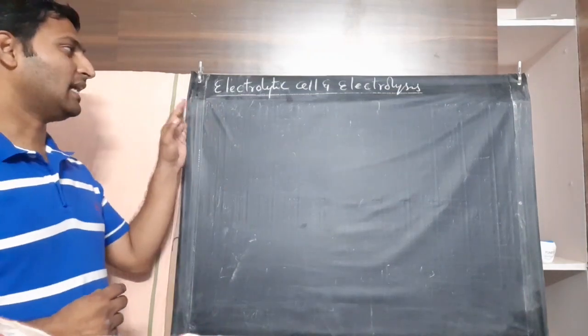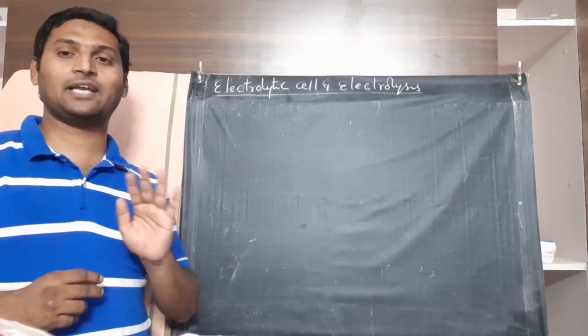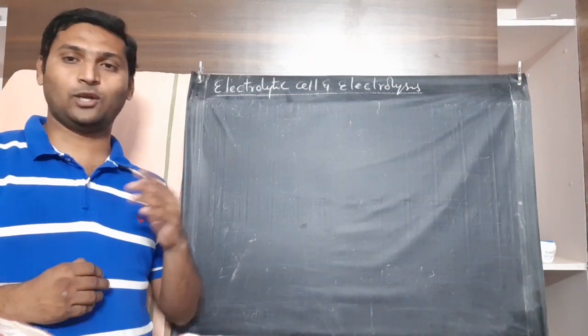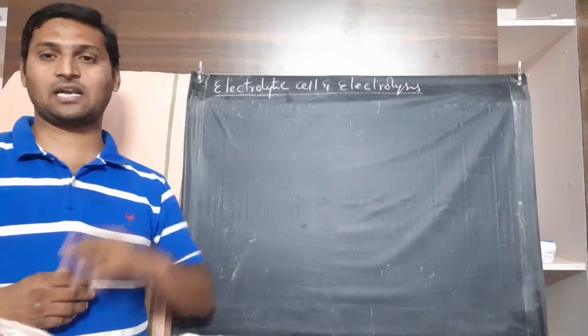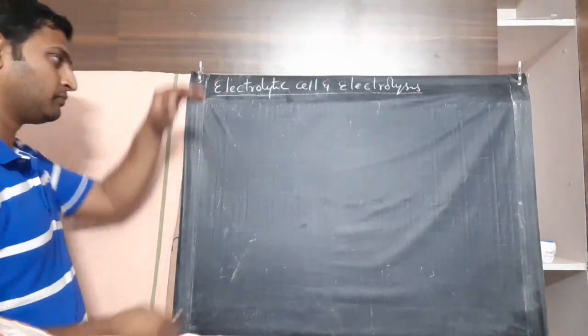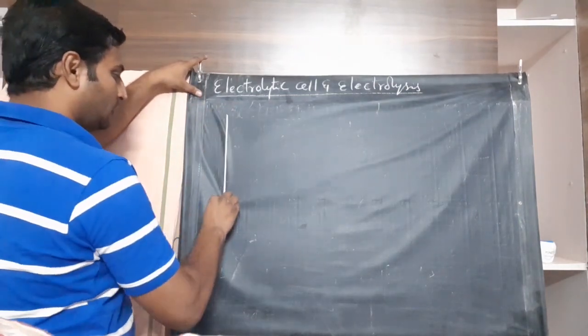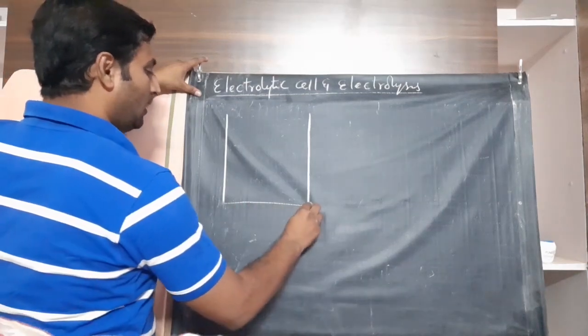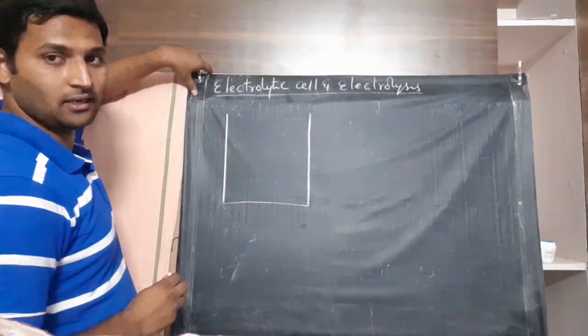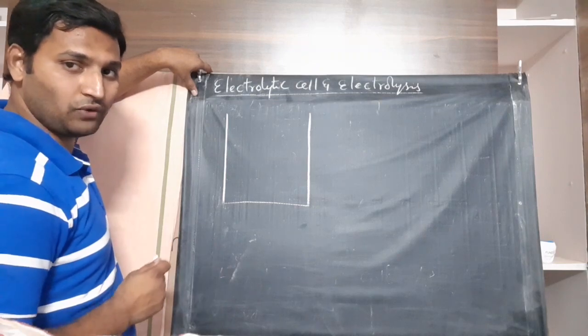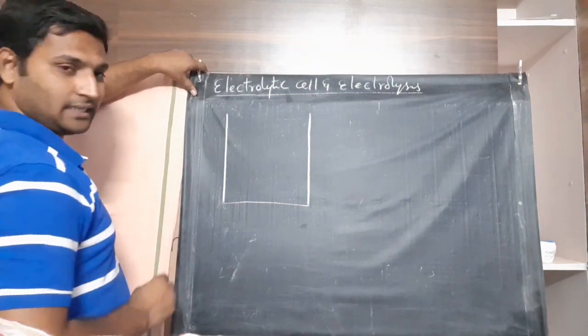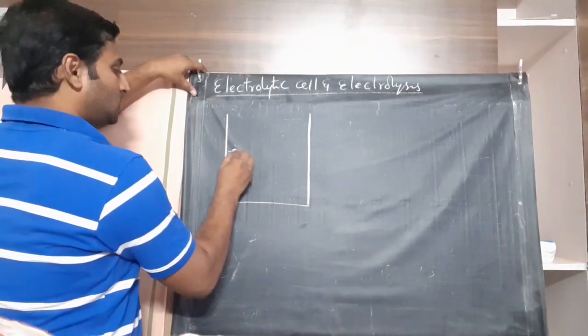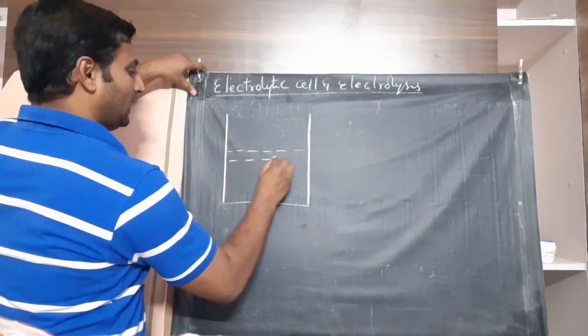Now let us understand the basic design of an electrolytic cell, how it looks and what the process of electrolysis is and how it occurs. Okay. See, there will be a tank or vessel made of a non-conducting material like wood or glass or fiber or anything, non-conducting material, in which an electrolyte is filled.